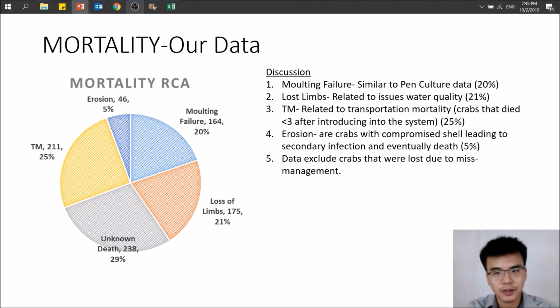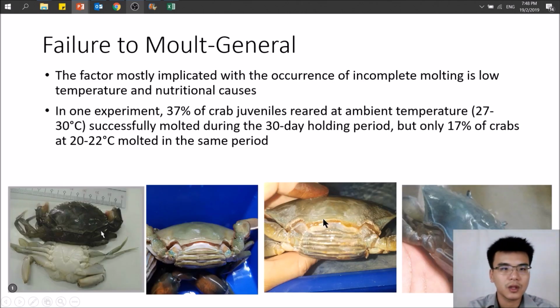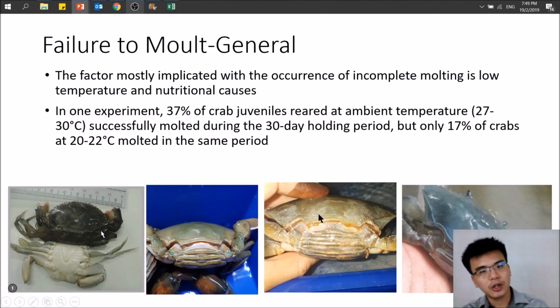So let's start off with molting. These are all pictures that we have accumulated when the crabs are being farmed in the system. What happens to them is generally they will try to open up the sutures of their carapace, and eventually die. If we look at the traditional literature on what constitutes this phenomenon, usually they will attribute failure to molt to low temperature or nutritional causes.